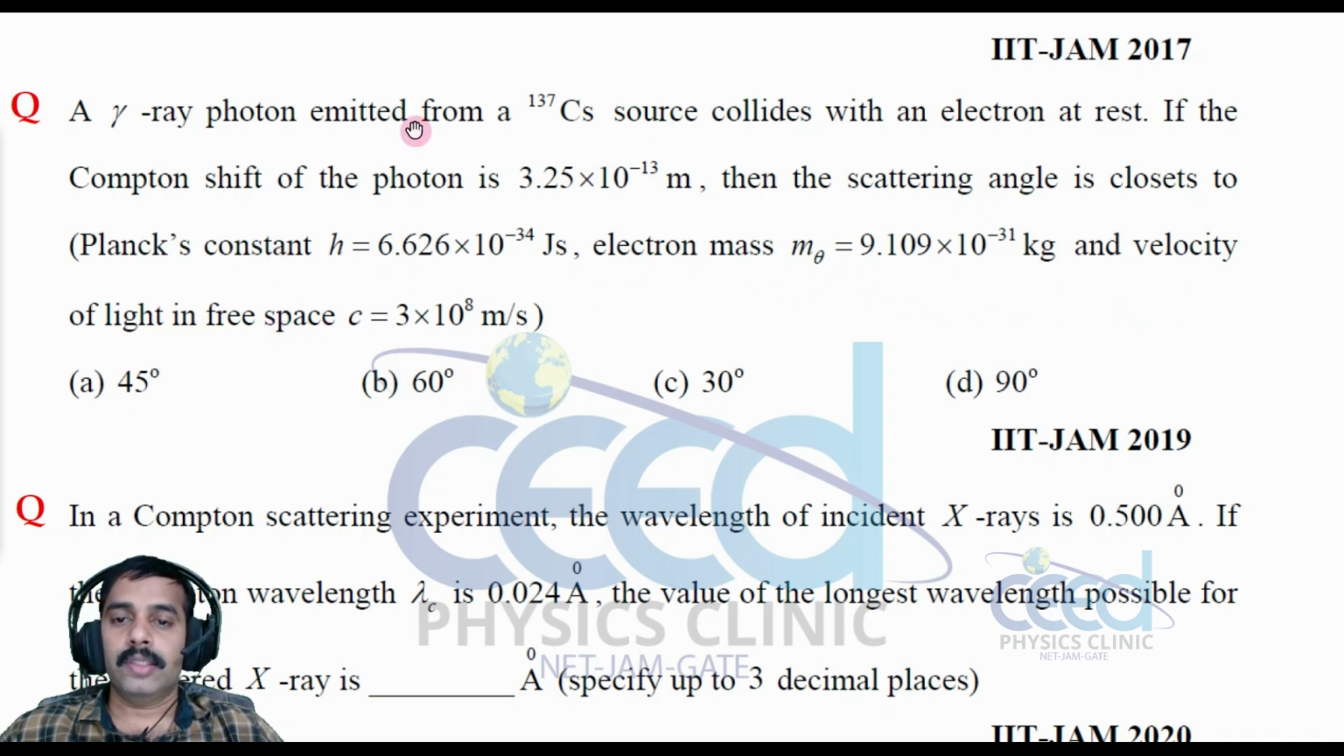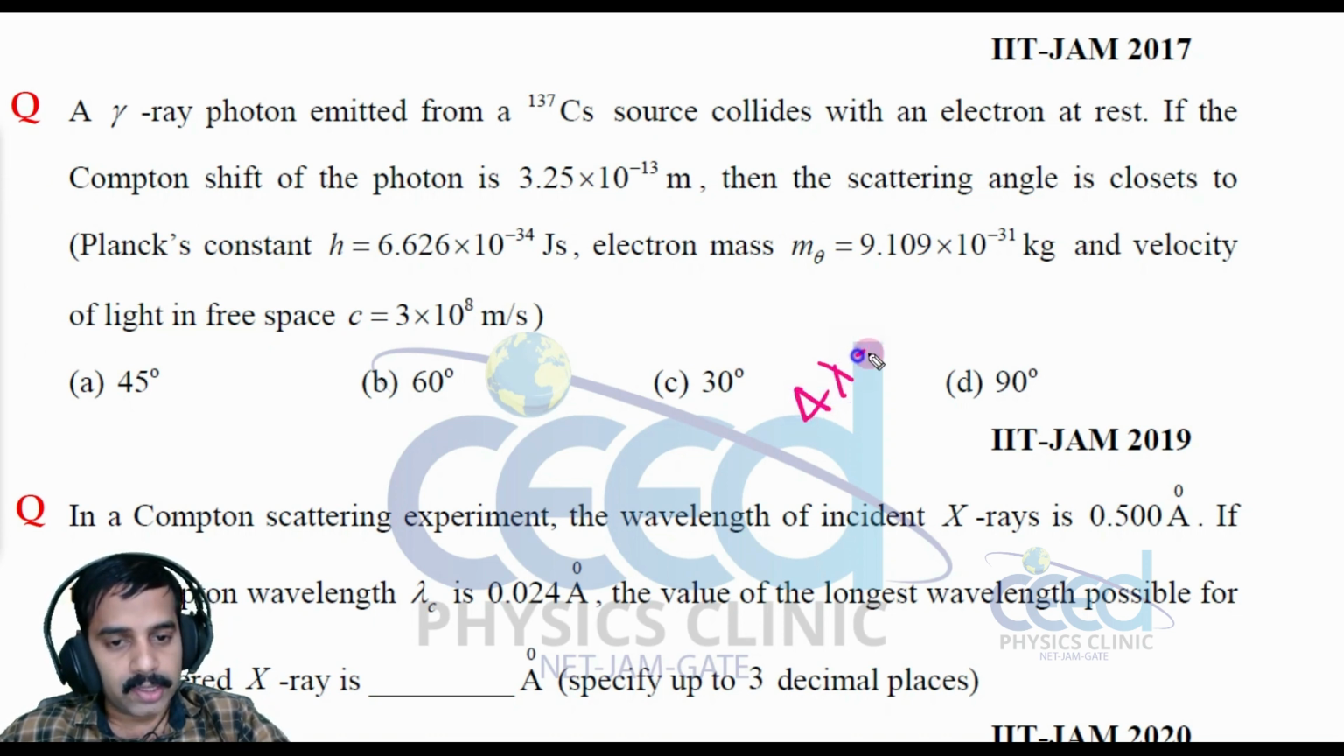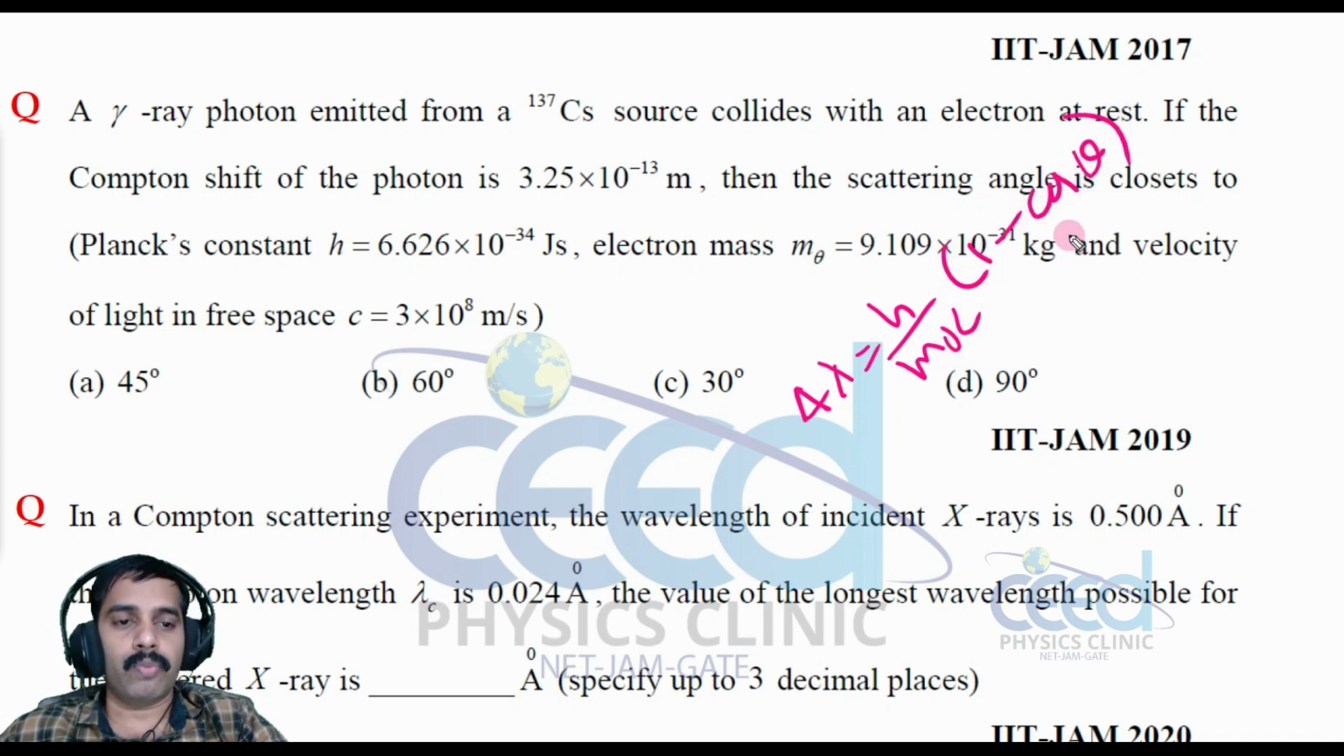So this collides with an electron at rest. Compton shift is given. Scattering angle is closest to, we need to find the scattering angle. So let me substitute the values again. Delta lambda is equal to h by m0 c into 1 minus cos theta. This is the Compton formula, and we need to find this theta.